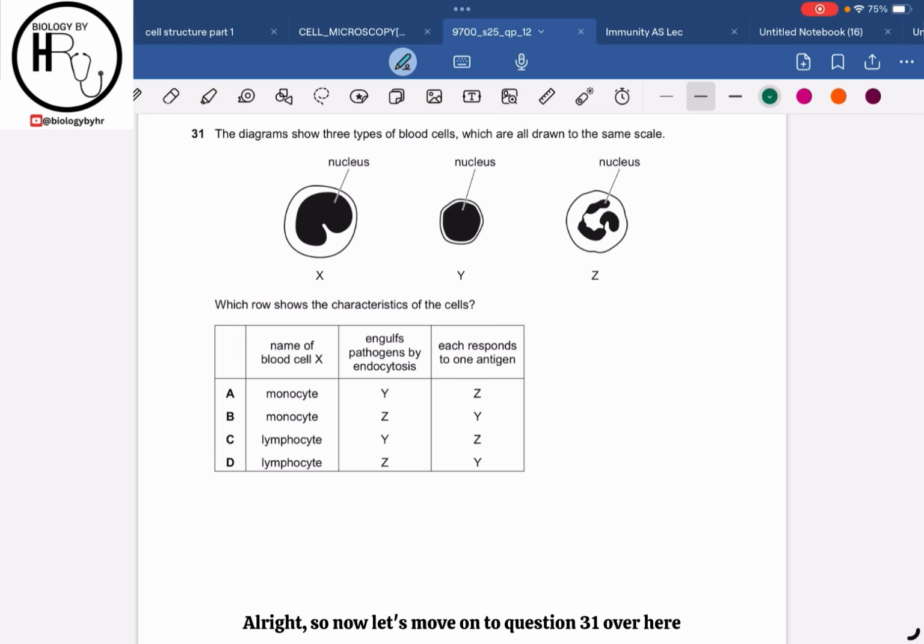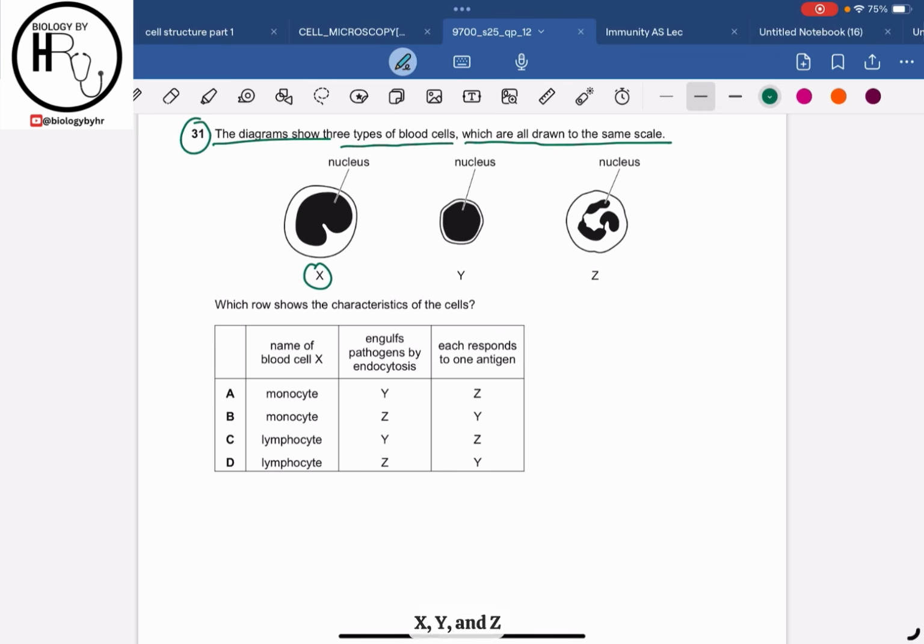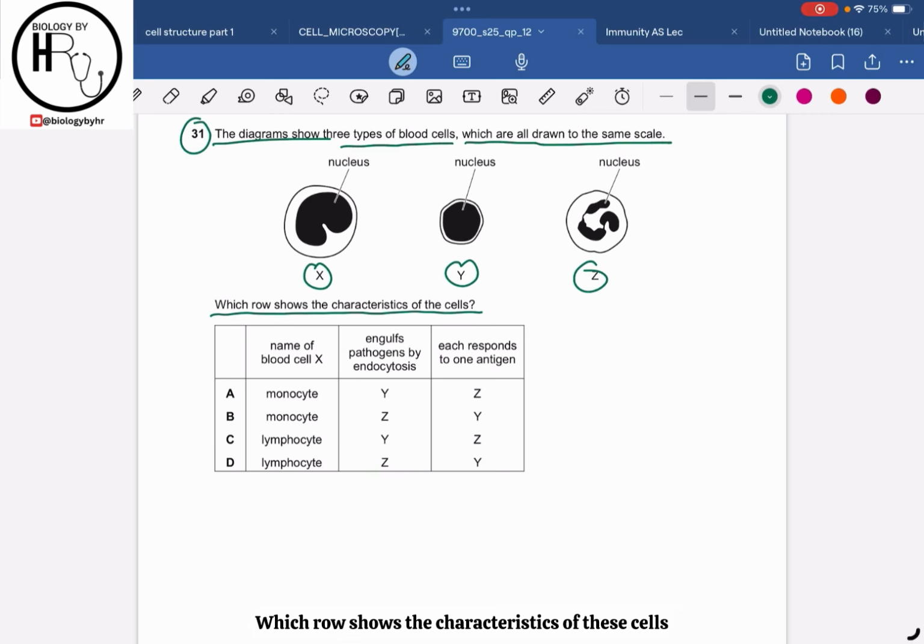Alright, so now let's move on to question 31 over here. It says that the diagram shows three types of blood cells which are all drawn to the same scale, X, Y and Z. Which row shows the characteristics of these cells? So first of all, what we are going to do over here is identify X, Y and Z white blood cells. What are these white blood cells?